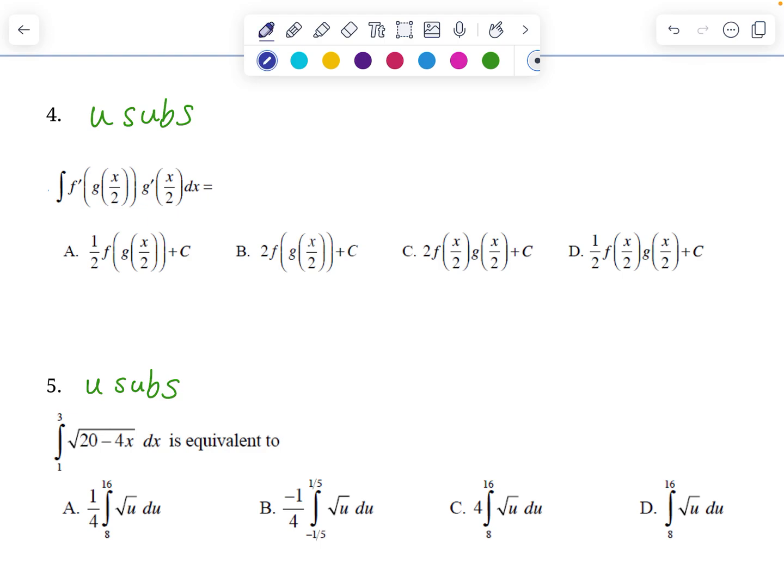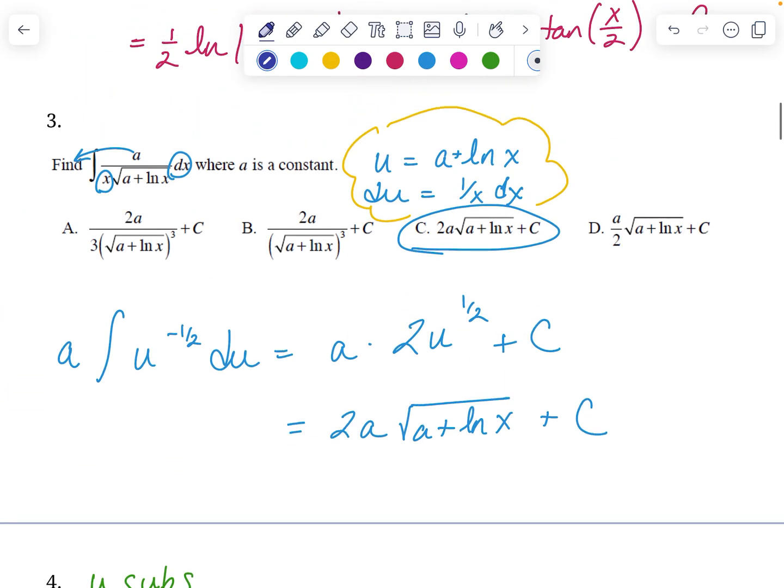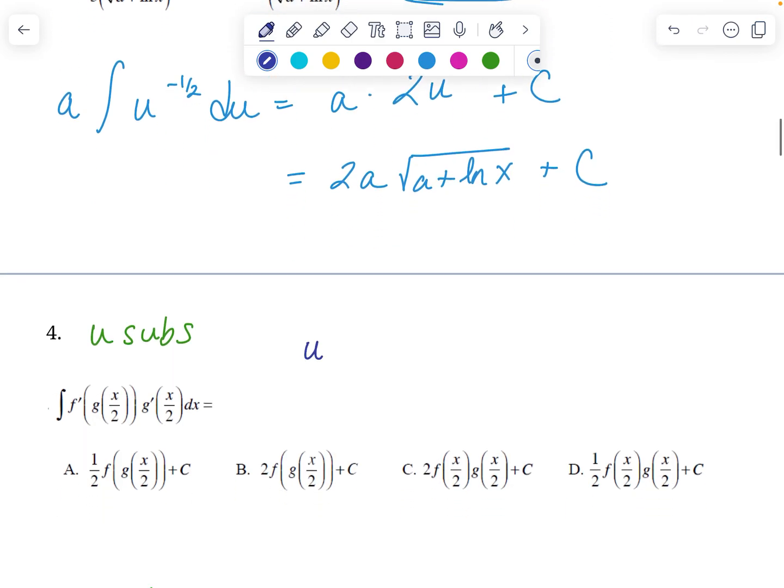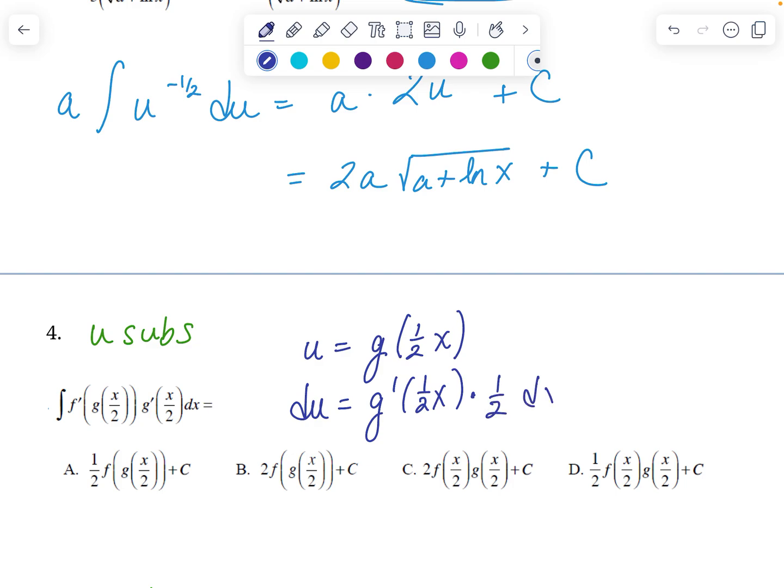Don't panic, okay? Just like with other u substitution, the one we just did, we let the innermost function be our u. That's generally true, so let's see if it's true here. Let u equal g of 1/2 x. I don't like that x over 2, so I'm going to write it as 1/2 x. I think I'd forget to take the derivative properly. And then du, if I am taking a derivative of a function inside of a function, that uses chain rule: derivative of the outside, keep the inside, times derivative of the inside.